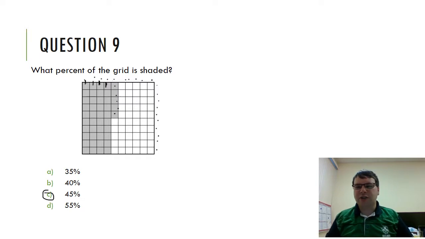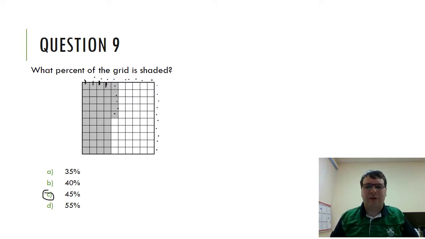All right, let's look at question 9. Question 9 looks a little interesting because we have a graphic. So it says, what percent of the grid is shaded? Okay, so let's check it out. First off, we have to identify what our grid is made out of. So let's just find out how many boxes we have to the right and how many boxes we have down.